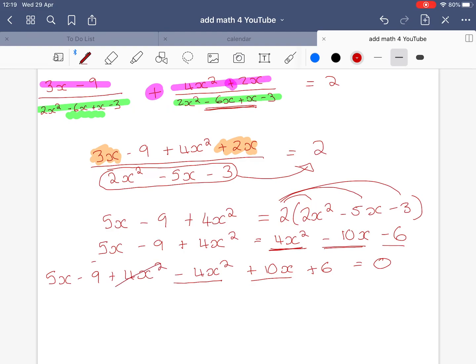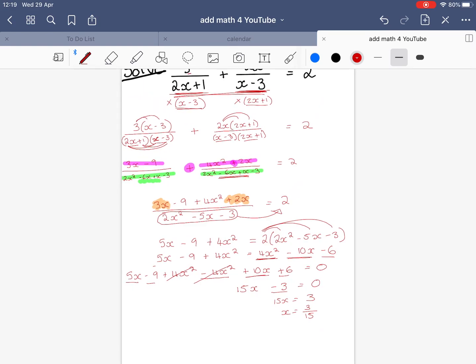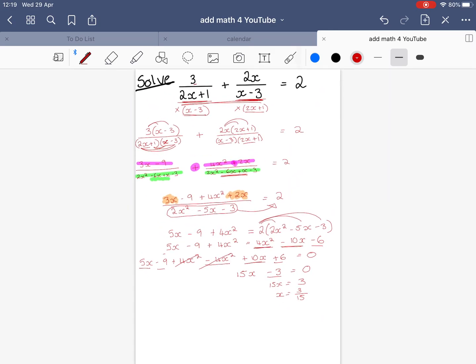I want to simplify now. So my x squareds can cancel each other out because 4x squared take away 4x squared is nothing. I've got 5x plus 10x, so that's 15x, and I've got minus 9 add 6, which is minus 3, and this still equals 0. I'm almost solving x now. If I take over my 3, 15x is going to equal 3, and then x would be 3 over 15.